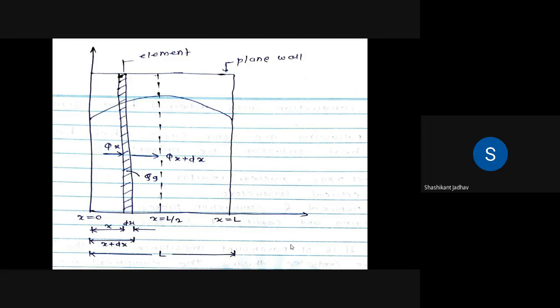For this plane wall we have to calculate the value of Q when there is internal heat generation. Already we have derived the equation for Q when the internal heat generation is 0, but in this case we are considering Qg, because in that small element some amount of heat is generated within the element. That factor we have to consider. All of you draw this diagram. After completion of the diagram, put a message in the chat box so that I will proceed.